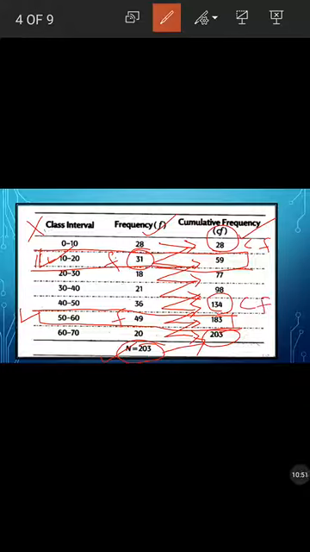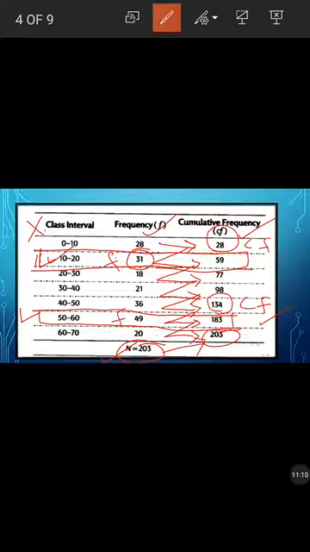So it's very simple. What we are taking in the box, that only is the L value. So 50 is L, F is within the box, that is 49, but CF alone we are taking above the box, that is 134. Okay, 134, that is the CF value.